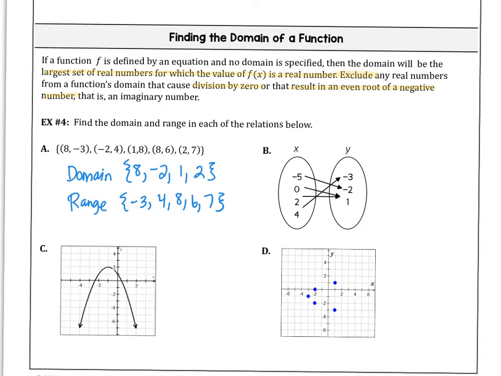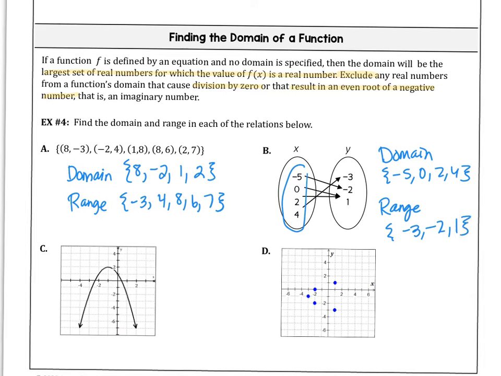On part B, all of these would be your domain. Okay, that's all our x's, so that would be -5, 0, 2, and 4. The range is your y's, which in this case is the set -3, -2, and 1.